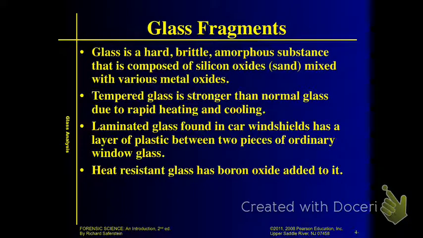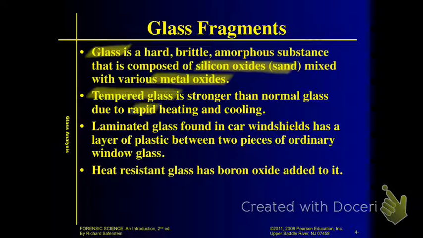Now let's talk about glass. Glass is made of sand. Fancy term for that is silicon oxides. And depending on the type of glass, there are different metal oxides that it's combined with to change its color, change different characteristics about it. Tempered glass is stronger than normal glass due to rapid heating and cooling.